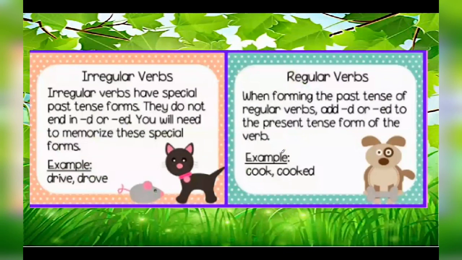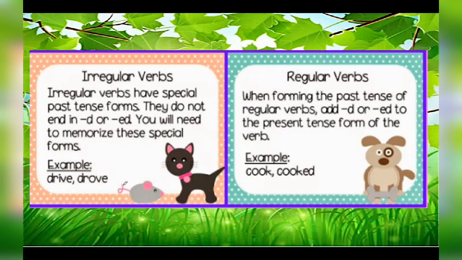Okay, here is just a recap for you. What are irregular verbs? The irregular verbs have special past tense forms. They do not end in D or ED. You will need to memorize these special forms. For example, drive, drove. They have different spellings, so you have to learn them.